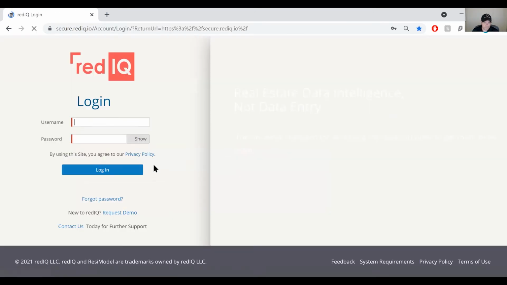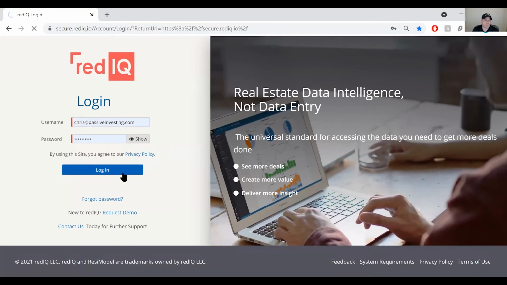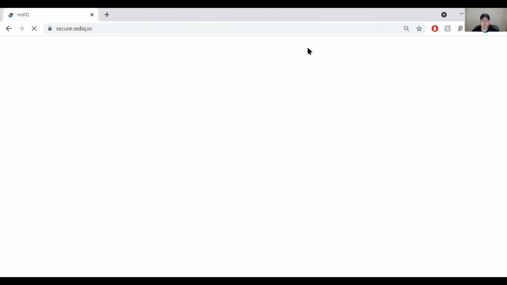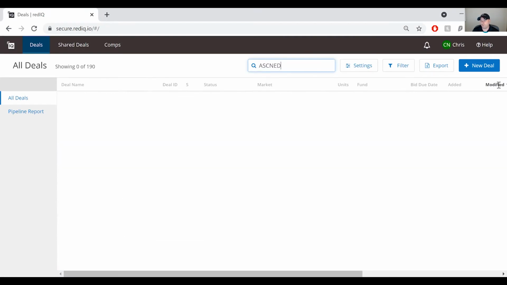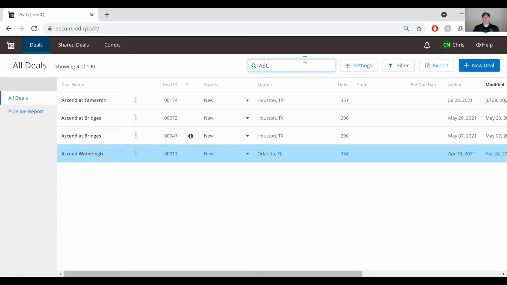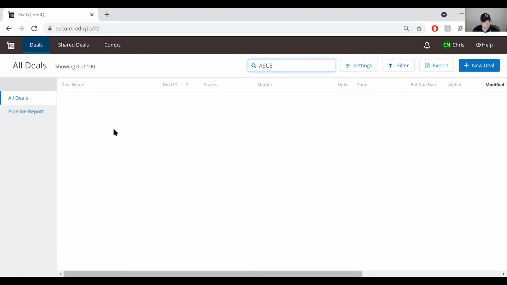So let's just go ahead and jump in here and show everybody how it works, from getting a T12 and a rent roll and how you come up with the underwriting. So I'll let you take it from here.